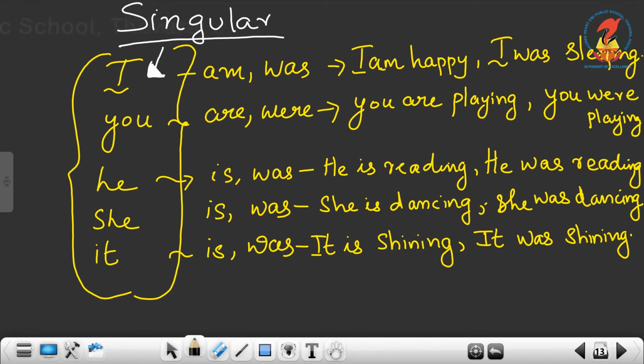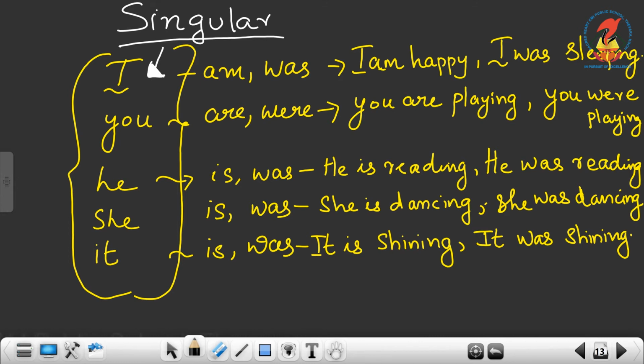Singular. For all these subjects, what all verb forms are you using? That is what we are going to study. I, you, he, she, it. Which verbs can you use? With I, you can use am and was. Example, how to use am? I am happy. Then how to use was? I was sleeping. Okay, then here you.